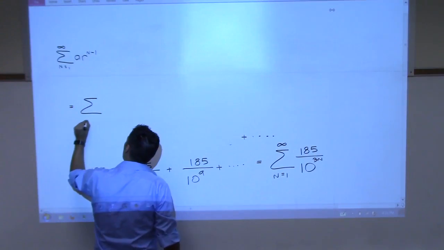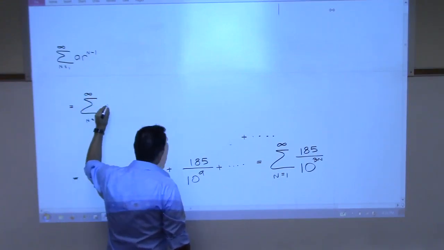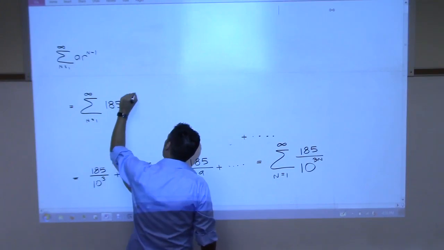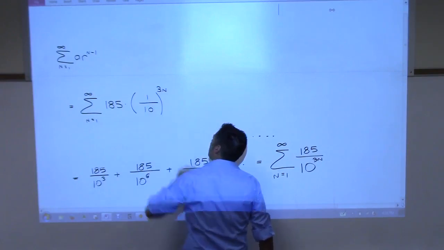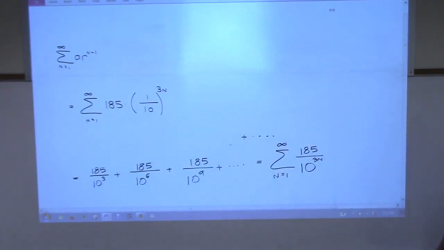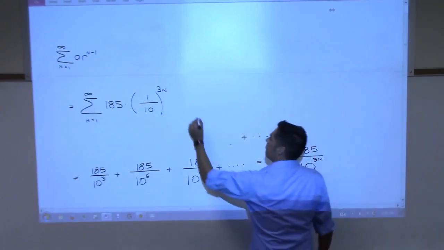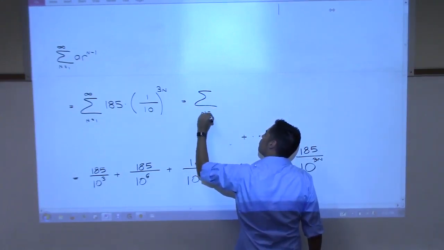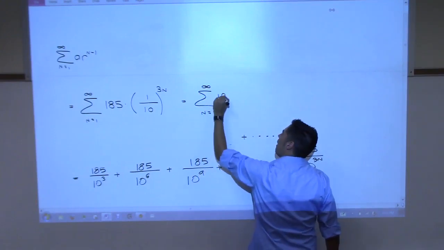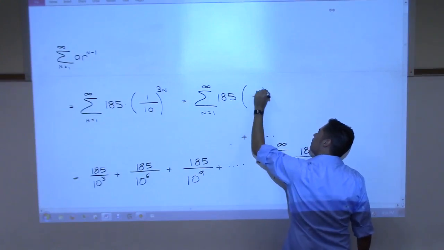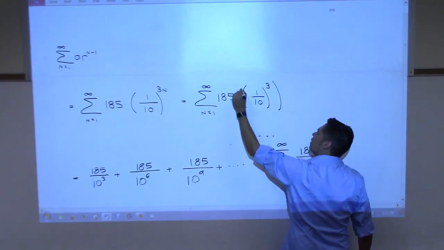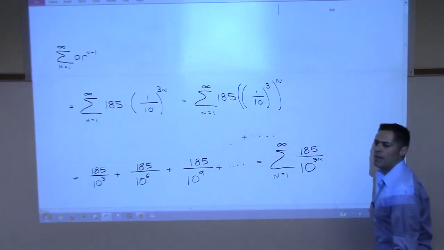We've got the sum n equals 1 to infinity, 185 is just going to be sitting here, times 1/10 to the 3n. All I did there was break it apart and write it as 1/10 instead of 10 on the bottom. Then the sum n equals 1 to infinity, 185. Now watch this: 1/10 cubed to the n. So we have properties of exponents.